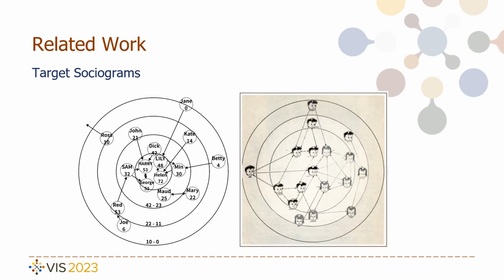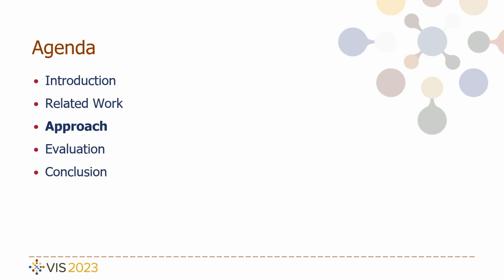To improve the readability of radial visualizations, we use a design called target sociograms. This design arranges nodes in a range between concentric circles, creating more space and improving readability. Before, there was no automatic way to generate such visualizations, so users had to create them manually through interaction. So here our approach will fill this blank.